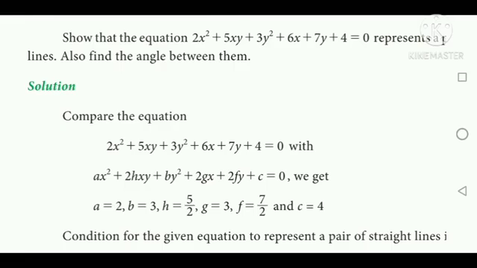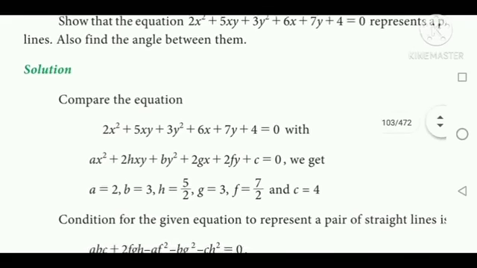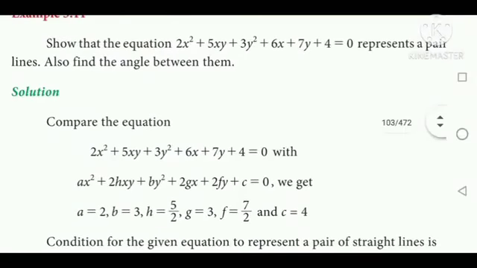First compare the equation with the general form of a pair of straight lines, which is ax square plus 2hxy plus by square plus 2gx plus 2fy plus c equal to 0. Here the coefficient of x square is a, coefficient of y square is b, coefficient of xy is 2h, coefficient of x is 2g, coefficient of y is 2f, and c is the constant.